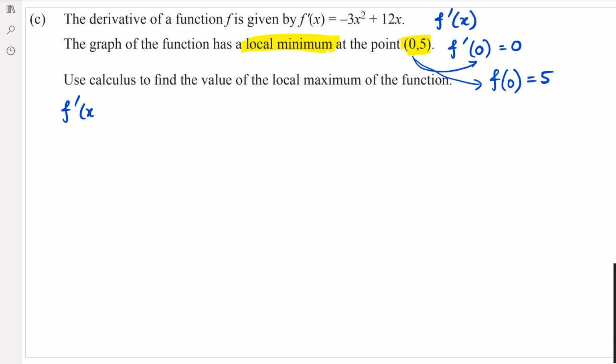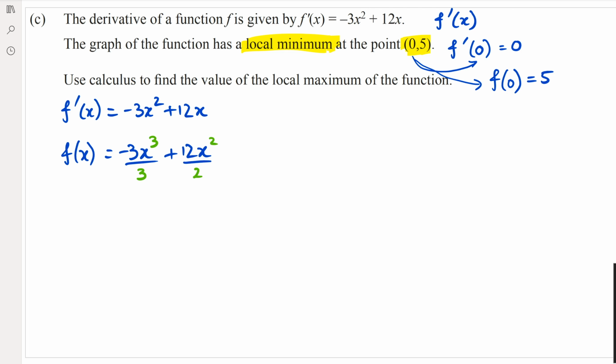f dash of x is equal to minus 3x squared plus 12x. And when I integrate it, I'm going to get f of x equals negative 3x cubed over 3 plus 12x squared over 2, and then of course plus c, which I need to always remember. So simplifying this, f of x is equal to negative x cubed plus 6x squared plus c.